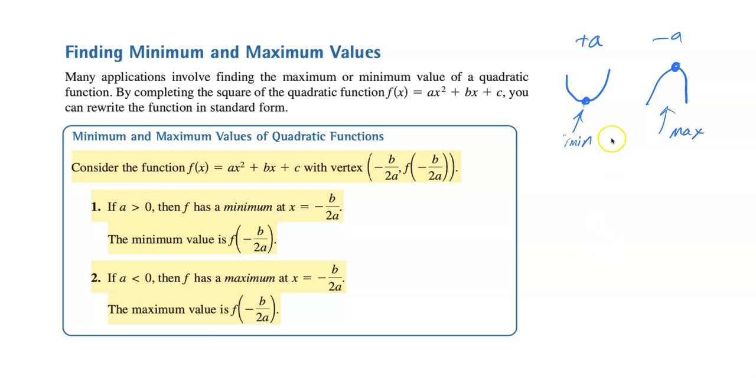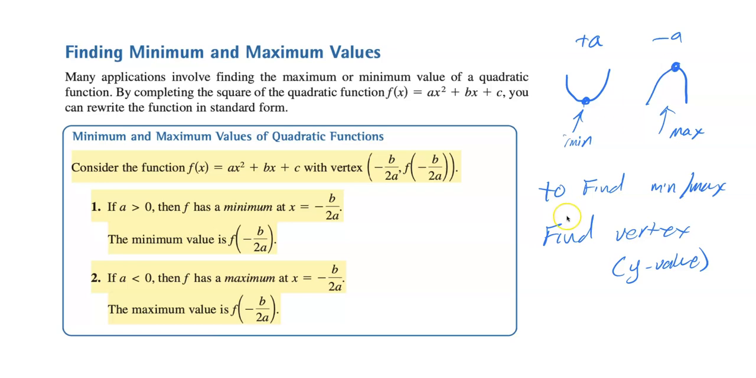Now, where's that min and max at? That's at the vertex. So to find the min and max, you just find the vertex, and then technically you want the y value.